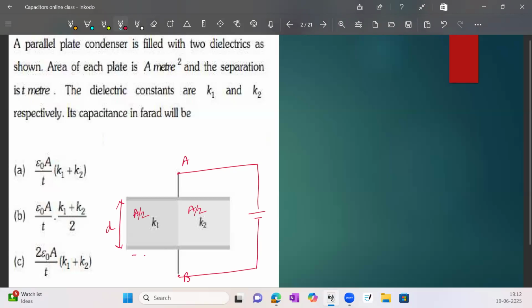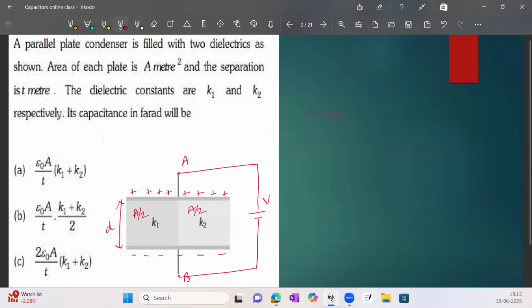Suppose we give lower potential here and higher potential here. These are the two capacitors we have, and the positive plates of both capacitors are connected together, and the other plates are connected to the negative terminal, the lower potential of the battery. Now we can write the equivalent diagram.